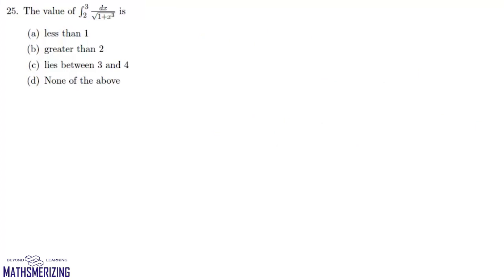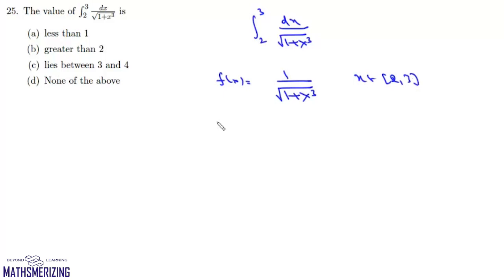Now here the question is we need to find which of the following options is true vis-a-vis this integral, which is from 2 to 3 dx upon under root of 1 plus x cube. Now what we'll do is we'll consider this function f(x), which is 1 upon under root of 1 plus x cube in the interval 2 to 3. Now if we find f dash x, this f dash x will be minus 1 by 2 (1 plus x cube) to the power minus 3 by 2 into 3x square, which is less than 0.